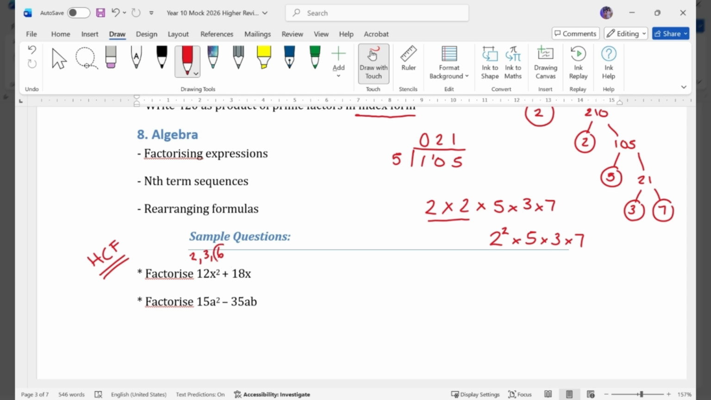But the highest one I can work on is 6. And I think this one's a bit more obvious that they're both in the 5 times table, and there's nothing higher that will go into 15 or 35.